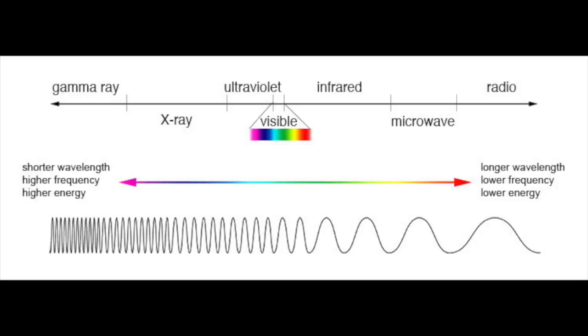Day 7 was focused on the atomic theory. The electromagnetic spectrum consists of gamma rays, X-rays, ultraviolet light, visible light, infrared light, microwaves, and radio waves. The visible light spectrum includes red, orange, yellow, green, blue, indigo, violet, with violet having the highest energy and shortest wavelengths, and red having the lowest energy and longest wavelengths.